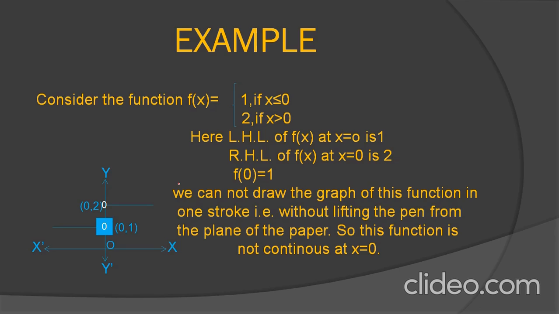Also, we can see that we cannot draw the graph of this function in one stroke. We cannot draw the graph of this function without lifting the pen from the plane of the paper. We cannot draw it continuously. So what we conclude is that this function is not continuous at x equal to 0.